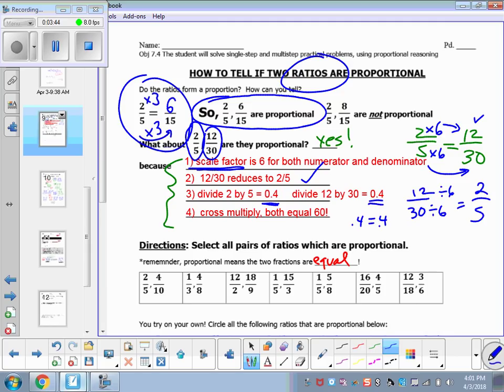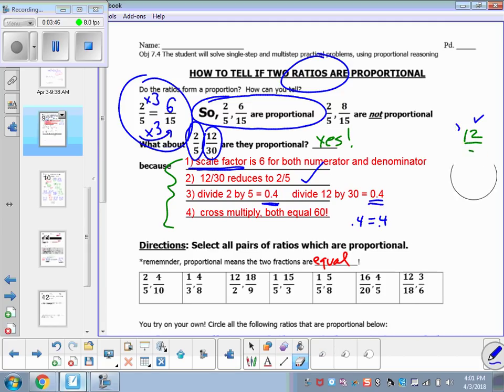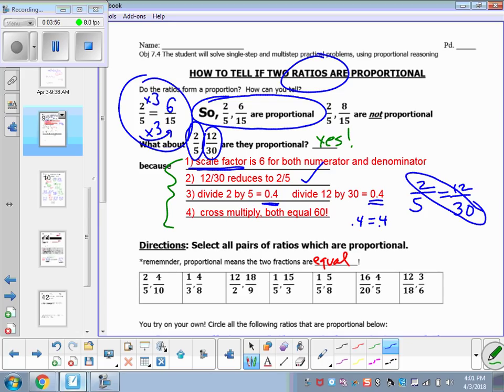Now the last thing that we can do to verify that 2/5 is proportional to 12 over 30 would be to cross multiply. When we multiply 30 times 2, we get 60. And when I cross multiply 12 by 5, I get 60. So the last thing there, yep, that holds true. Cross products are both 60, which means we do have two proportional ratios.